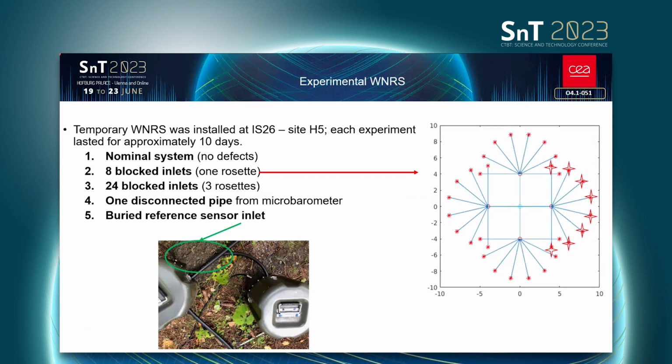So for the temporary system, we set up 5 experiments. One was just a nominal, sort of as a sanity check to make sure that the system worked, and we got good results. Then we had 3 defective systems where we blocked 8, 24 inlets, and then one where we disconnected a pipe from the microbarometer, and then one where we buried the reference sensor inlet just to see the different effects. For this talk, because there's not a lot of time, I'm just going to focus on the 2 blocked inlet cases, the 8 and the 24 blocked inlet cases.